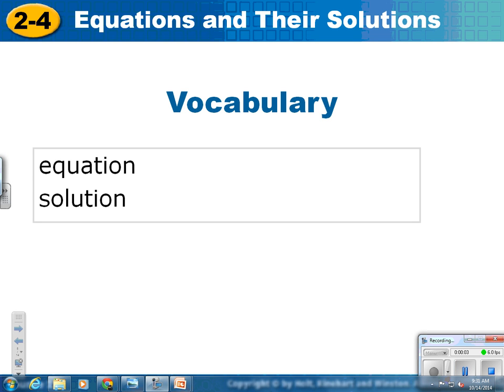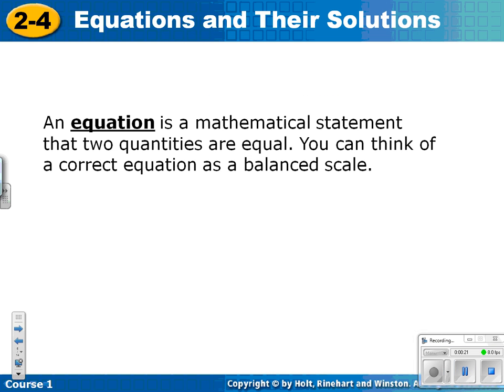Today we're going to talk about equations, solutions, whether they are accurate solutions. Does anyone know what a solution is? The answer to an equation. And an equation is a mathematical statement that two quantities are equal.